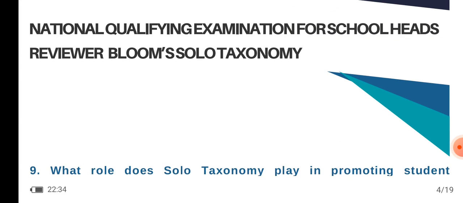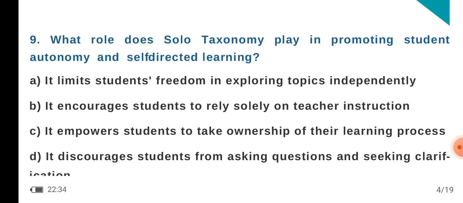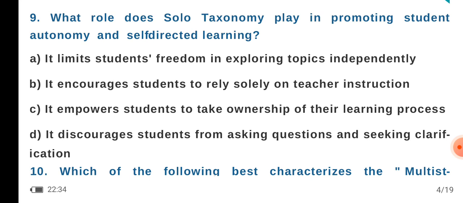Number 9 of our National Qualifying Examination for School Heads Reviewer, Bloom's SOLO Taxonomy. This is the number 9 question. What role does SOLO taxonomy play in promoting students' autonomy and self-directed learning?